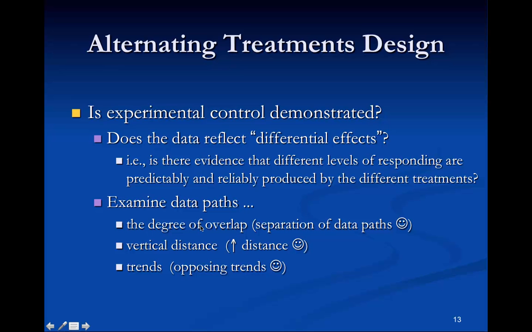So, like all of these designs, there's some issues with how do you make that determination. Well, one of the things you look at is the degree of overlap, or really the separation of the data paths. To the extent that they're separated more, that's going to give you more confidence that they're really different. The vertical distance, so how much more, and then the trends, are they going in the right direction? All of that in Jimmy and Sue's case is pretty clear.